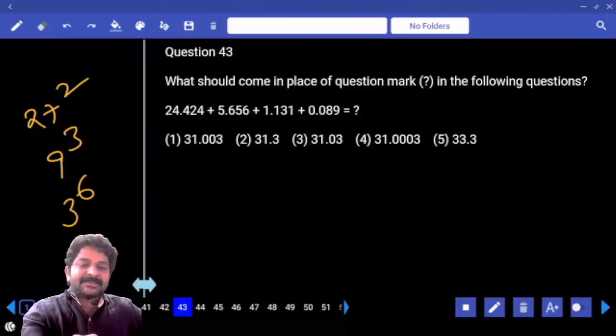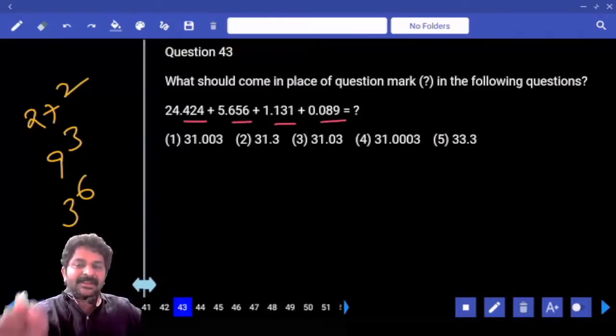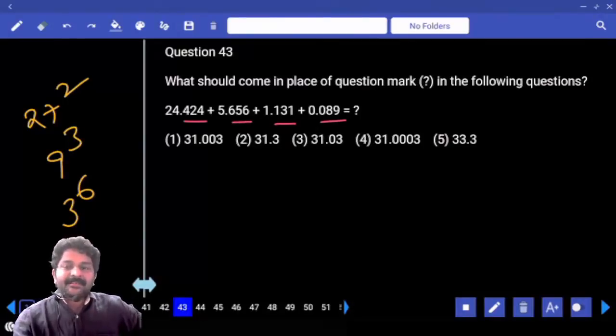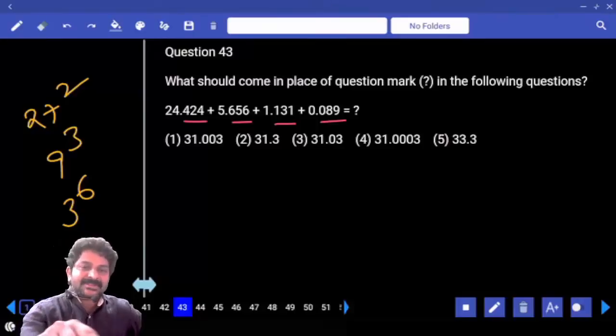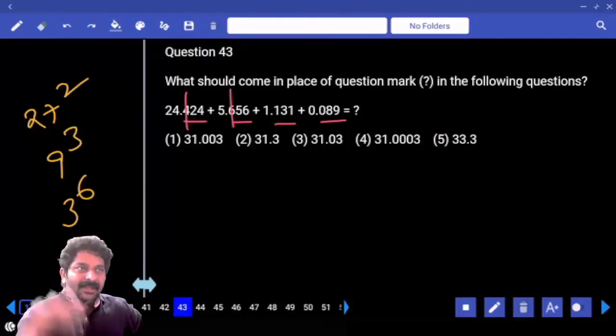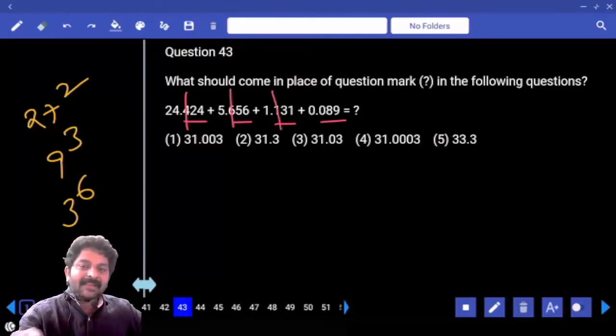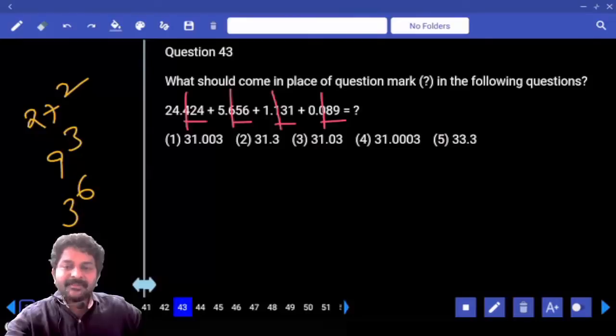So the numbers after the decimal: 424, 656, 131 and then 89. Let's add all these numbers. Hundreds places first. 400, 600, 1, or you can say 1000. 1100. Correct? Okay. So far we have 1100.